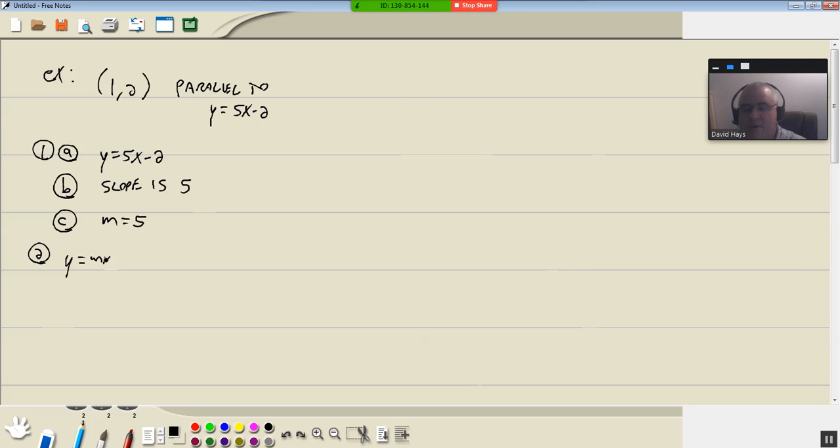Now step 2 is plug in the given point for x and y. So plug this in for x, plug that in for y. So y is 2, m we just said was 5, x is 1, plus b. And then we want to solve for b.